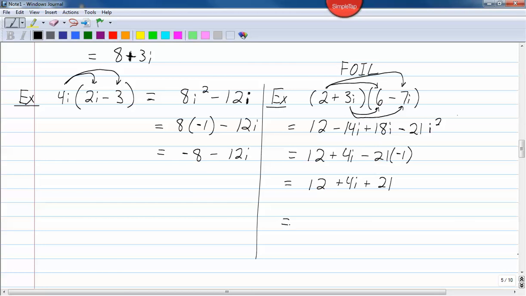So I don't leave my answer like that. Now I have a positive 12 and a positive 21 that I need to put together. So that's going to be 33. So 33 plus 4i. Now I need to write my real part and then my imaginary part. So that's right. The final answer will be real part and imaginary part.